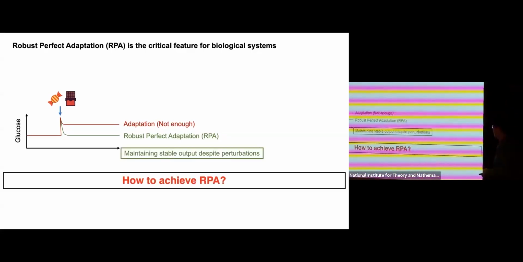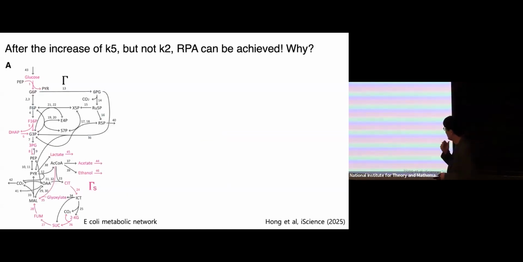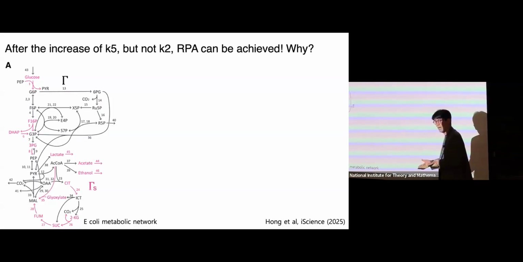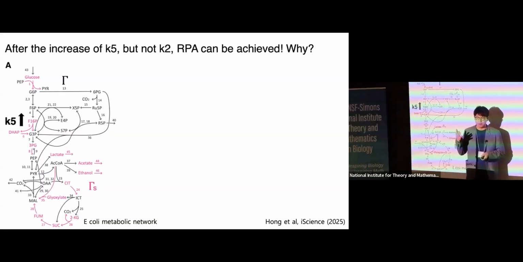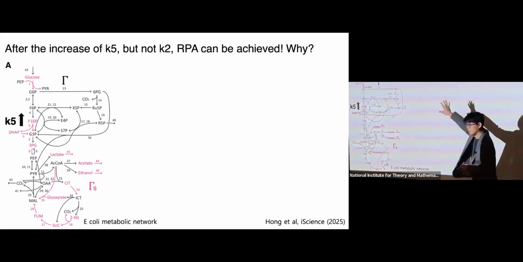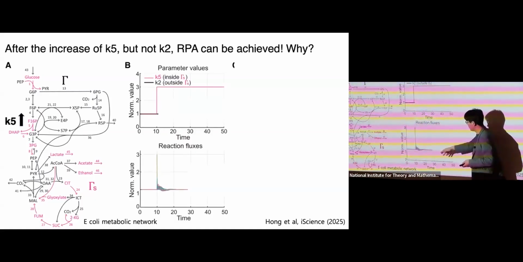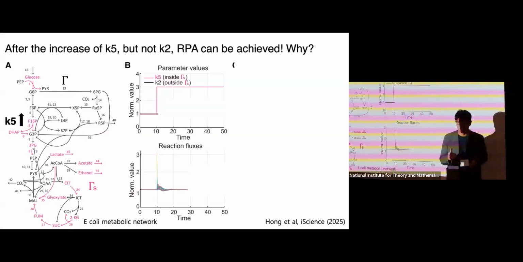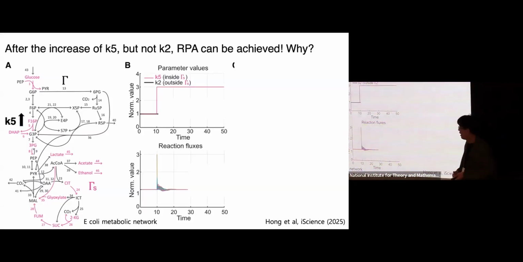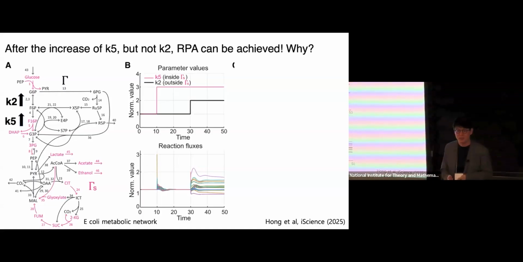So then how can we achieve this RPA, or robust perfect adaptation? For instance, this is an E. coli metabolic network. Here, let's change this parameter K5. So let's increase the reaction rate K5 and see how all the other fluxes change. If you look at it, even when we increase K5 by 3 times, all fluxes in this network change initially, but come back to exactly the original level. So there is RPA. However, if we perturb K2, another step, you can see that we fail to achieve RPA. So this is not a trivial phenomenon.